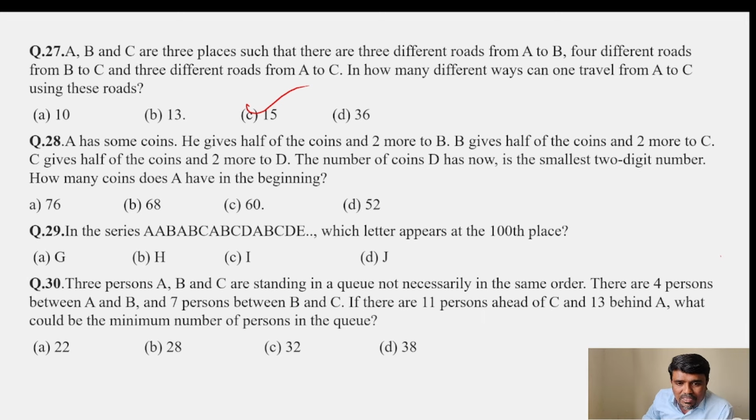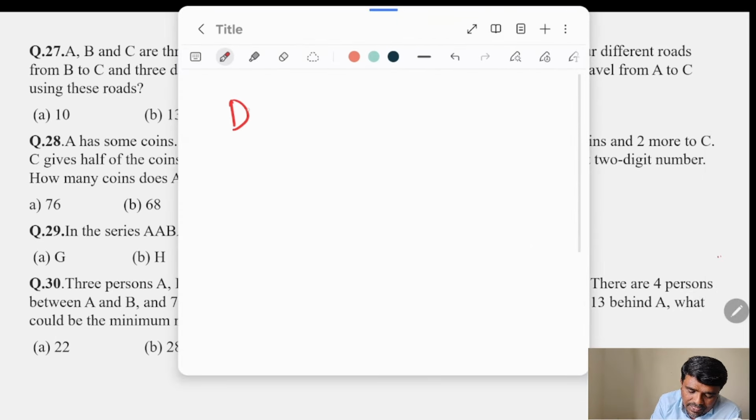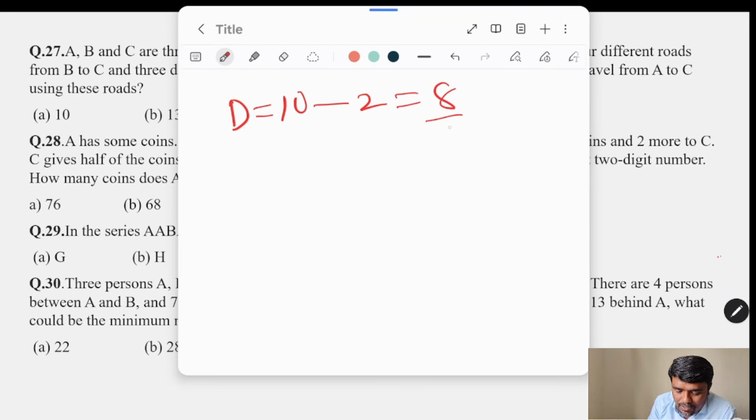This kind of question is better solved backward. Anyway, D's value is given, so I'll go by the same logic in reverse. Reverse approach. If D has 10, how did he get it? C has given half of his coins plus 2. That means if I subtract 2, that is 8, divided by 2.